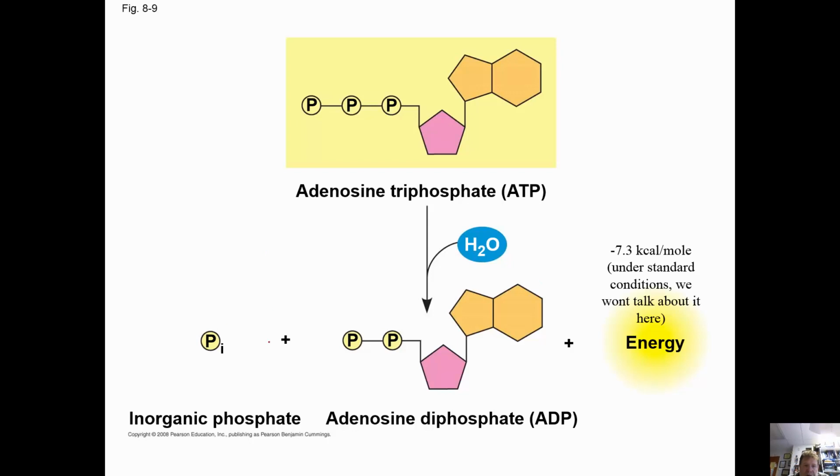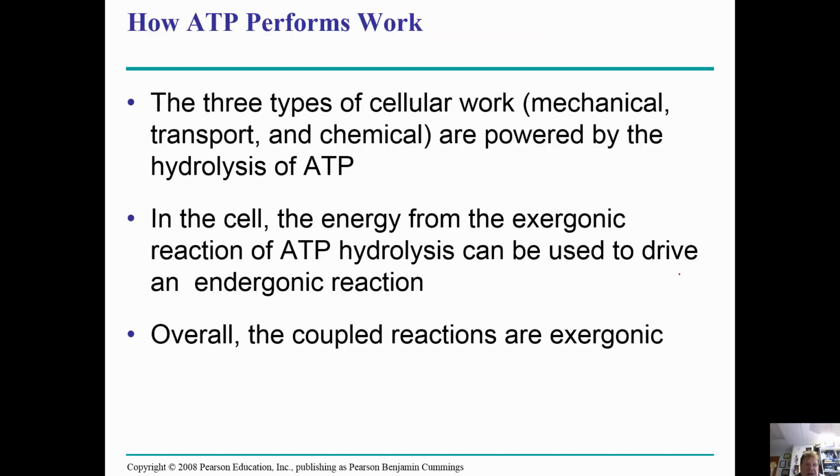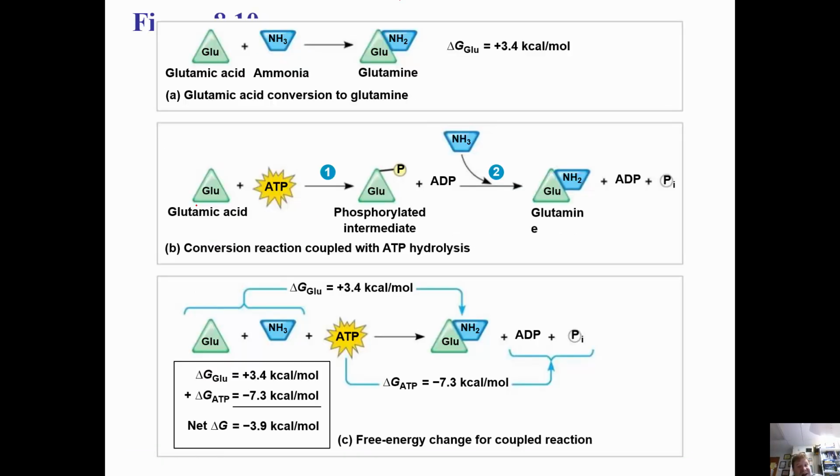So adenosine triphosphate has 3 phosphates. When a phosphate is released in a hydrolysis reaction, we get a release of energy. And that energy, you need to know this, is 7.3 kilocalories per mole under standard conditions. That's the energy that we're talking about. And so how ATP performs work is that whatever work it needs to do can be done with that amount of energy, that 7.3 kilocalories per mole.